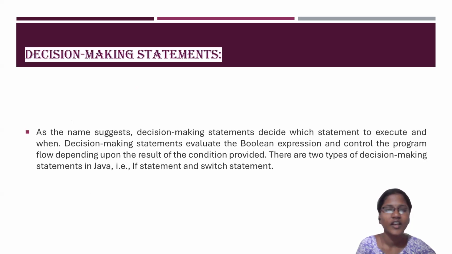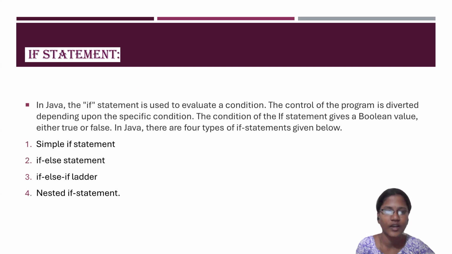First, decision making statements. As the name suggests, they will decide which statement should be executed and when. And these statements will evaluate the Boolean expression and control the flow of the result. There are two types of decision making statements. Those are if statement and switch statement. At first, let us discuss the if statement.